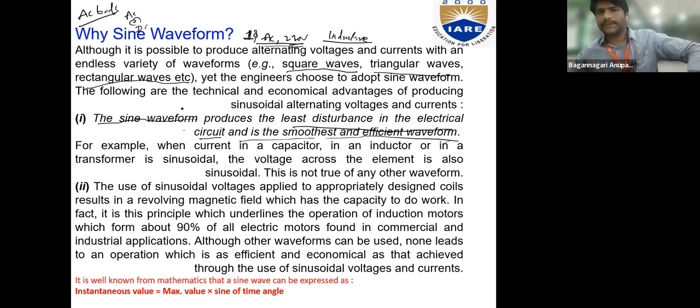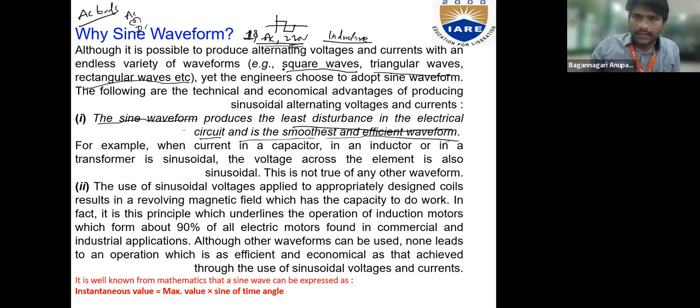So whatever supply we are generating should give the best output when used with the loads. If I have inductive loads and I am going for a square wave of generation or square wave of input, what will happen? It will not be smooth. You know that an inductor doesn't allow sudden changes in current. But what happens when I feed it a smooth sine wave?